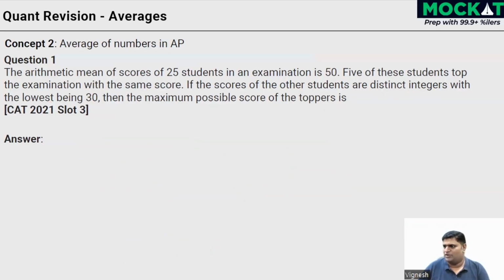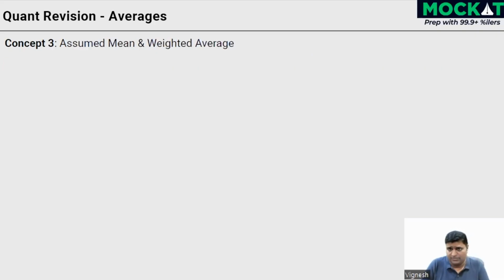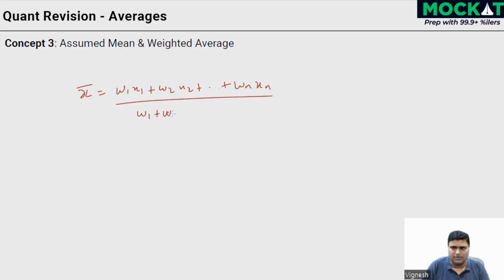Next, I have a bunch of concepts over here, right? So we'll just quickly go through the concepts, then we'll take up more examples. We'll go through a few concepts very quickly. Assume mean and weighted average. Now, weighted average, as we know, I'm not going to get into specifics and explain why, but from a formula perspective, x bar equals weight 1 into x1 plus weight 2 into x2, and so on till weight n into xn, divided by the sum of all the weights, w1 plus w2 and so on till wn.